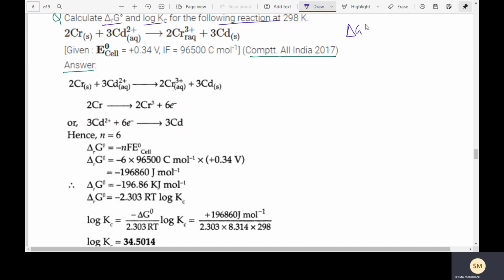Beta, we have done this 2-3 times. Delta G naught is minus nF E naught cell, the first time. And if you want to calculate the equilibrium constant, then minus 2.303 RT log K. It is log K that has been asked. So this is what you have to calculate. Now in this question, E naught cell is provided to you. Here is the value of E naught cell.